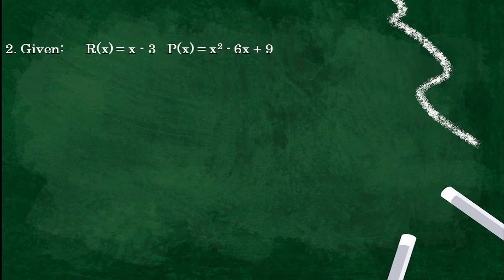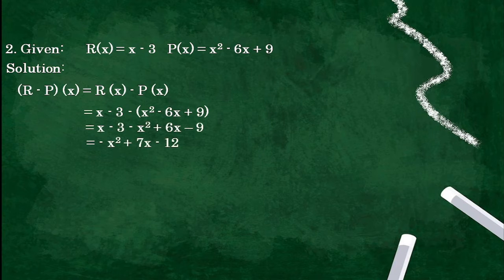Given number 2, r(x) = x - 3 and p(x) = x² - 6x + 9, same thing applies. Substitute, apply copy cha-cha, and combine like terms and simplify. That gives us our final answer, which is -x² + 7x - 12.